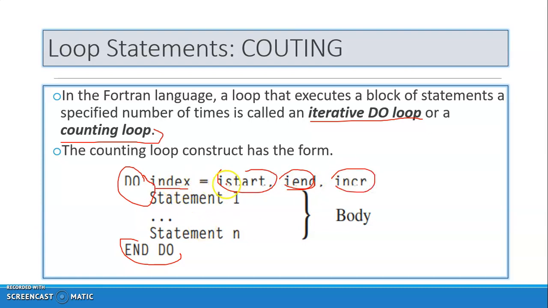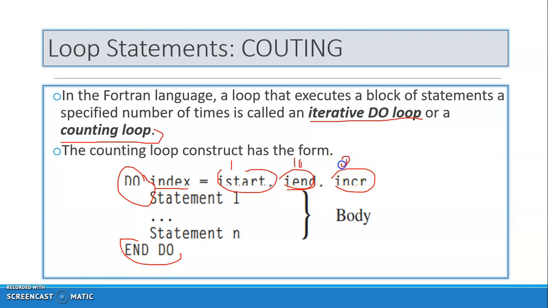So if the start value, for example, is 1 and the end value is 10 and the increment is 1, it means this loop is going to loop 10 times. Every time this loop actually loops, the value will be changing from 1 to 2 up until it reaches 10, because our step is actually 1.